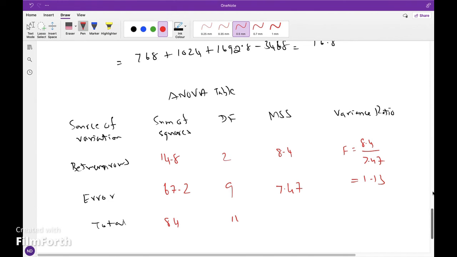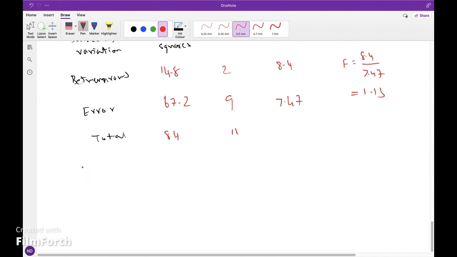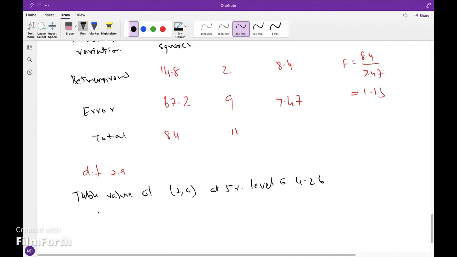The degrees of freedom are 2, 9. The table value of F at 2, 9 degrees of freedom at 5% level is 4.26. Therefore, the calculated value of F is less than the table value.